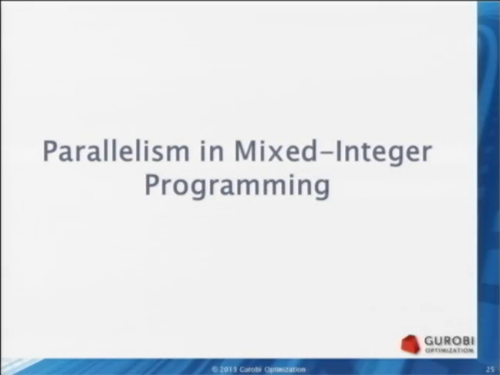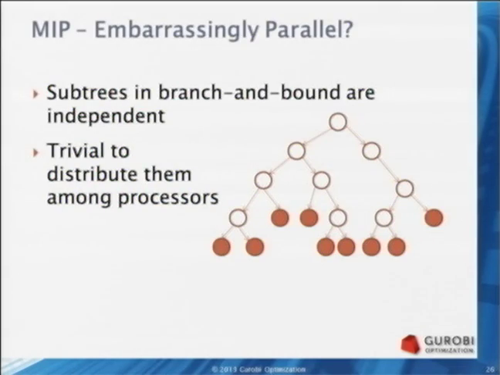All right, so I'm going to talk about mixed integer programming now. On the surface, when it comes to mixed integer programming, it's embarrassingly parallel. You've got a search tree, you've got a bunch of nodes on the frontier. These nodes are independent. You can farm them off to multiple processors. What's the problem?